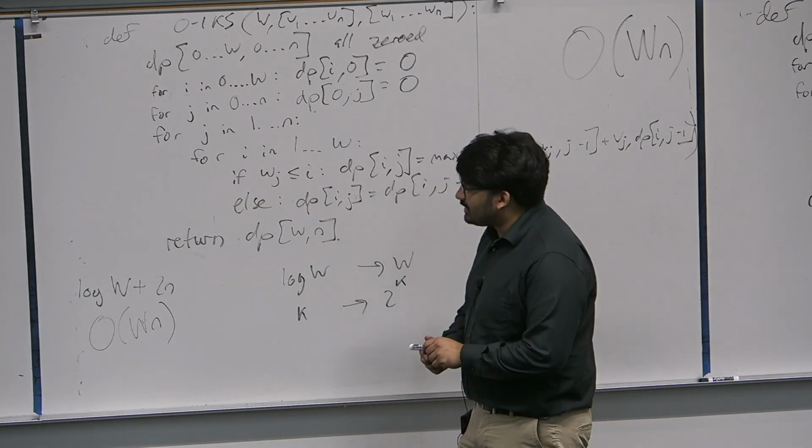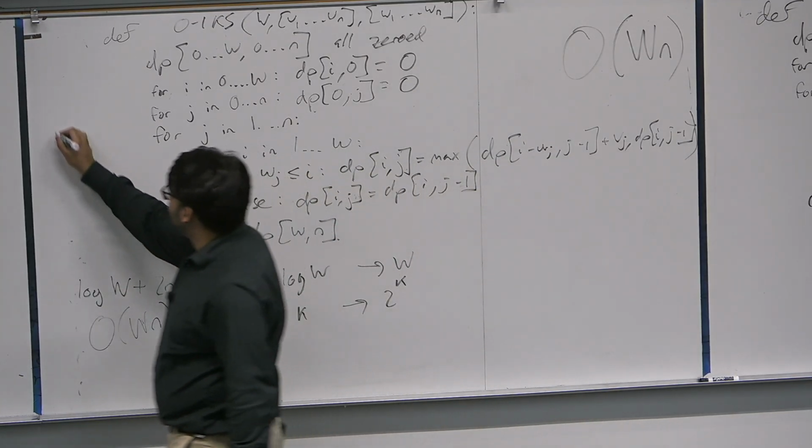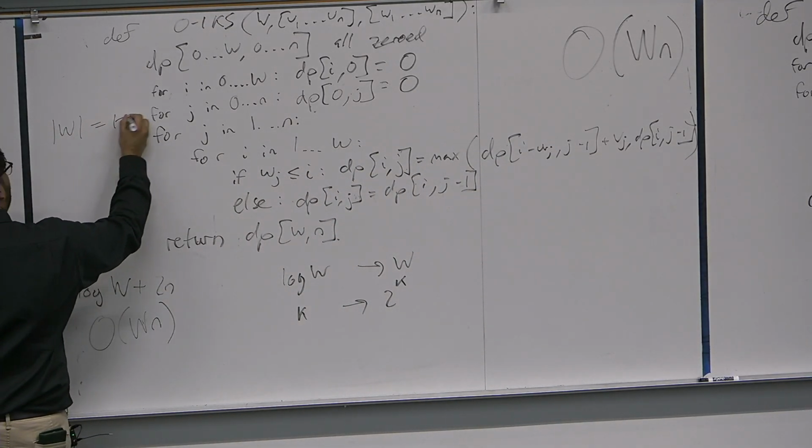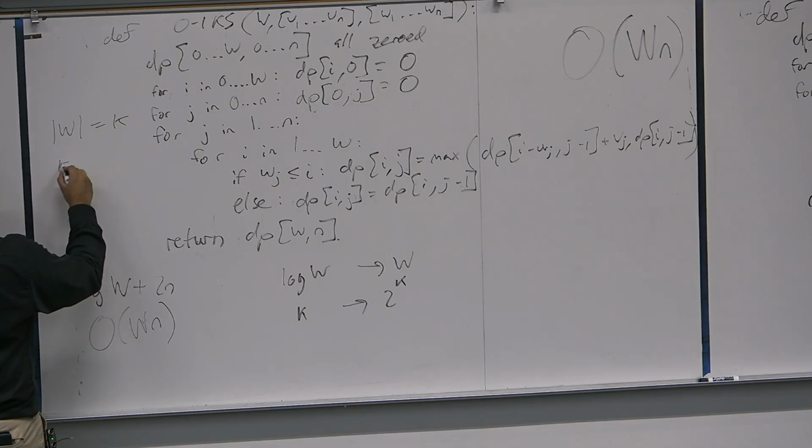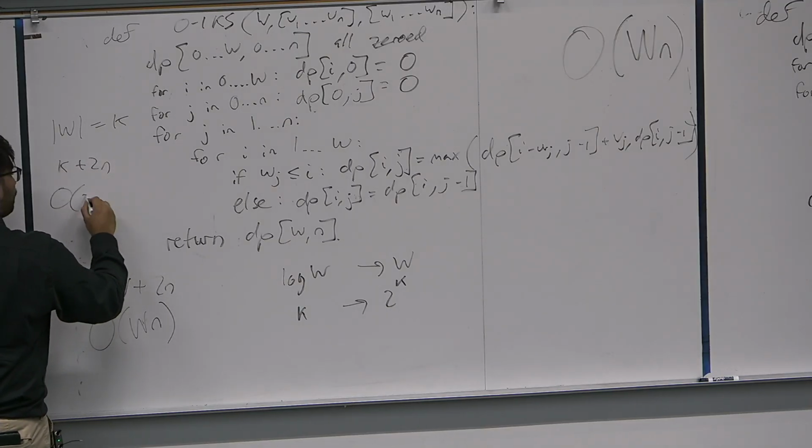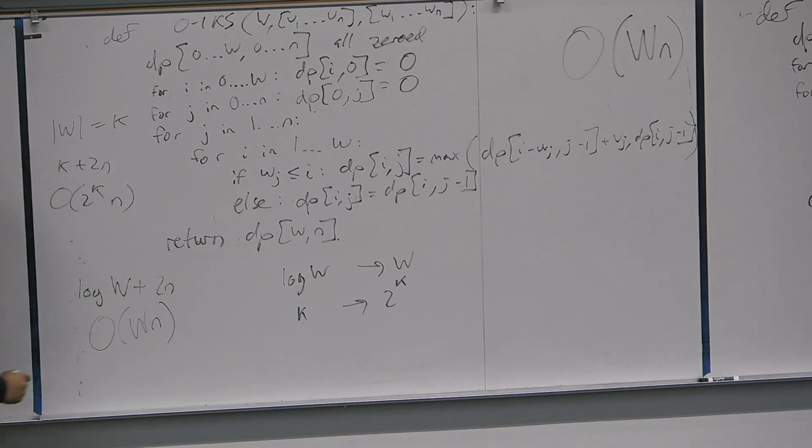Now suppose I had said that the number of bits of W was k. Then we would say that the input is of size k plus 2n, and the runtime is 2 to the k times n, right? Now if I write 2 to the something, you're like, okay, that looks exponential, so now that's exponential time. Many people find it hard to understand that knapsack is exponential time. Even this DP algorithm is exponential time. It's a better exponential time than brute force search, but it's still exponential.